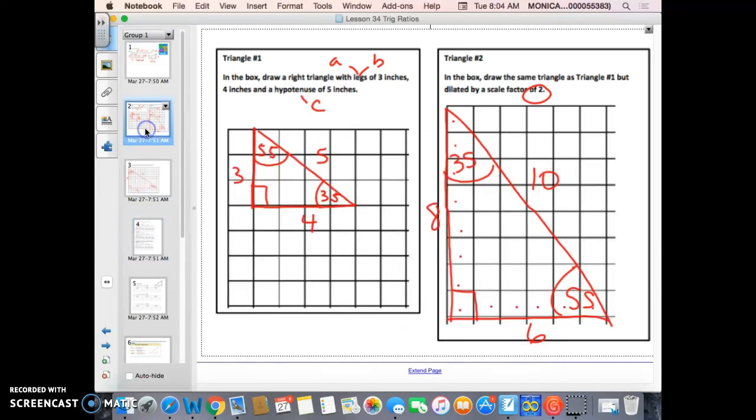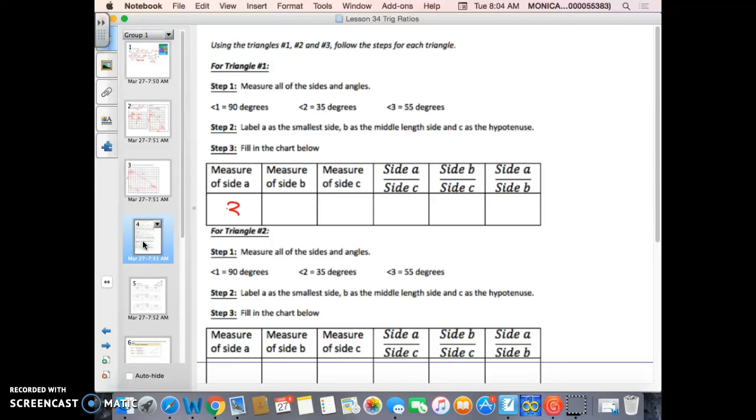So in the first triangle, this would be A, B, and C. We're just using this to stay consistent. So it's a 3, 4, 5. So if I did the ratio A over C, it'd be 3 over 5. And if I did the ratio of B over C, that would be 4 over 5. And if I did the ratio of A over B, that would be 3 over 4.